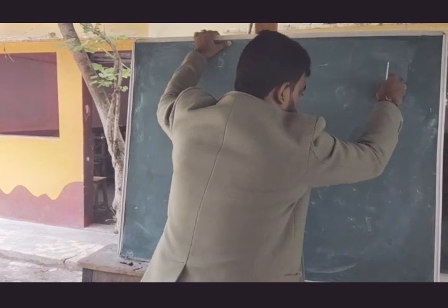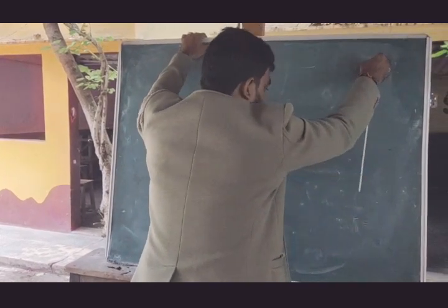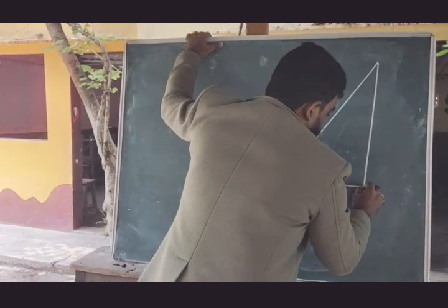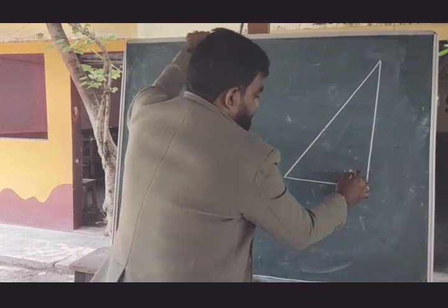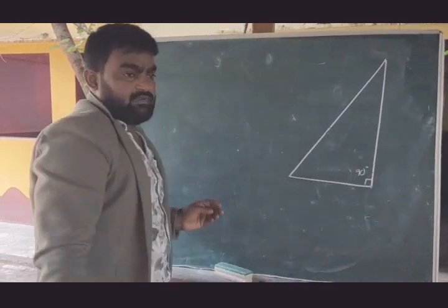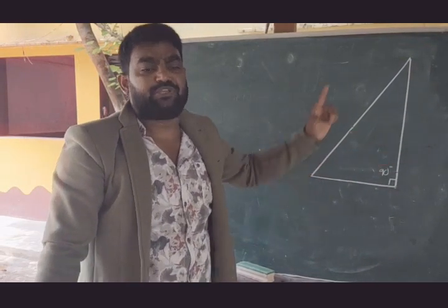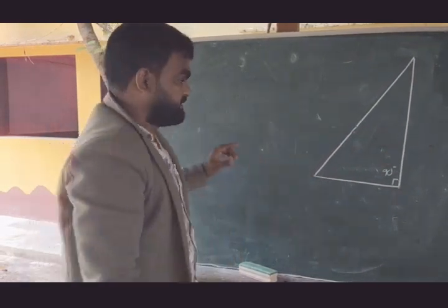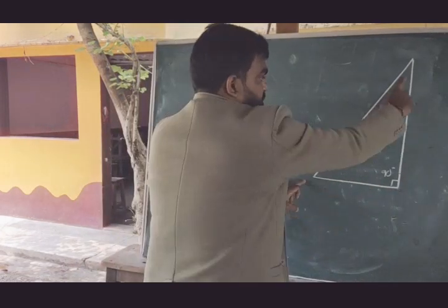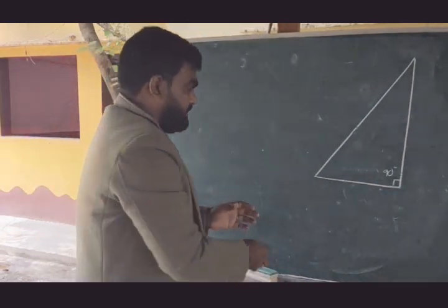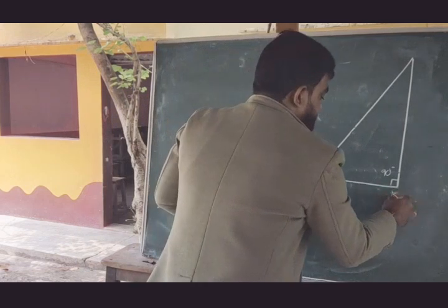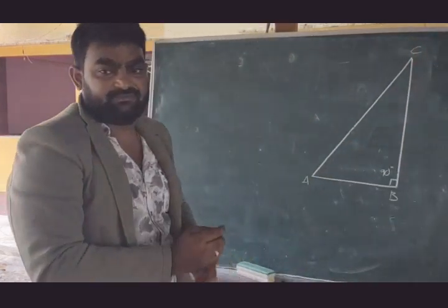First, let us take a right triangle. And we know that every right triangle contains one right angle and two acute angles. This is the right angle and these two are acute angles. You just name it as ABC, for example.